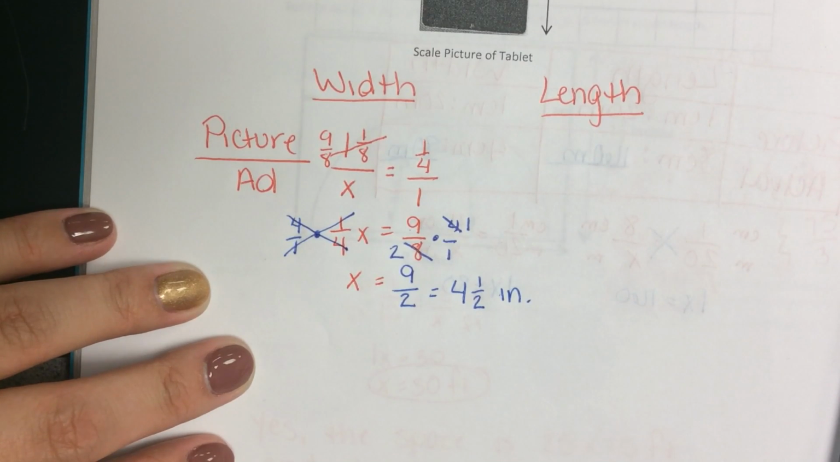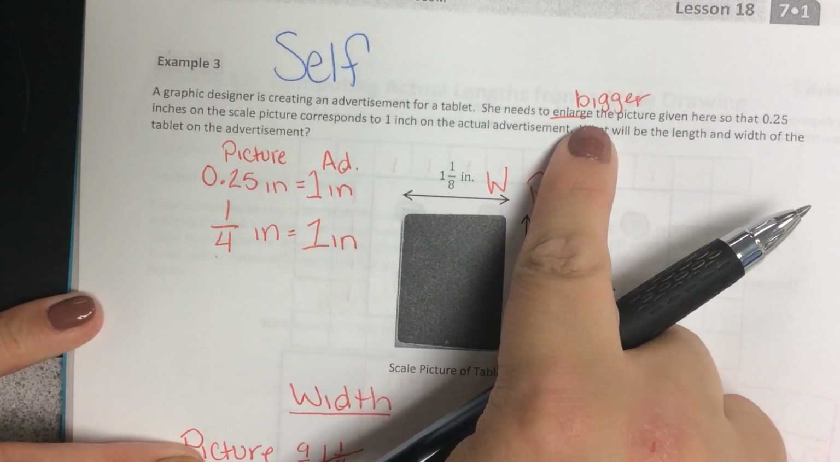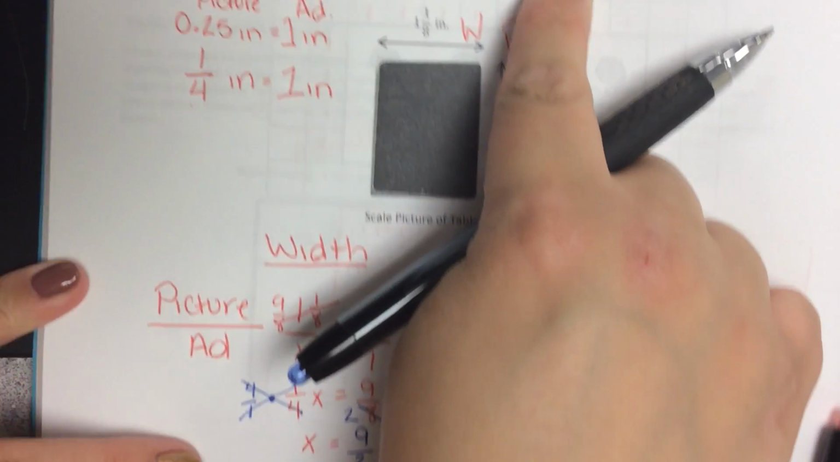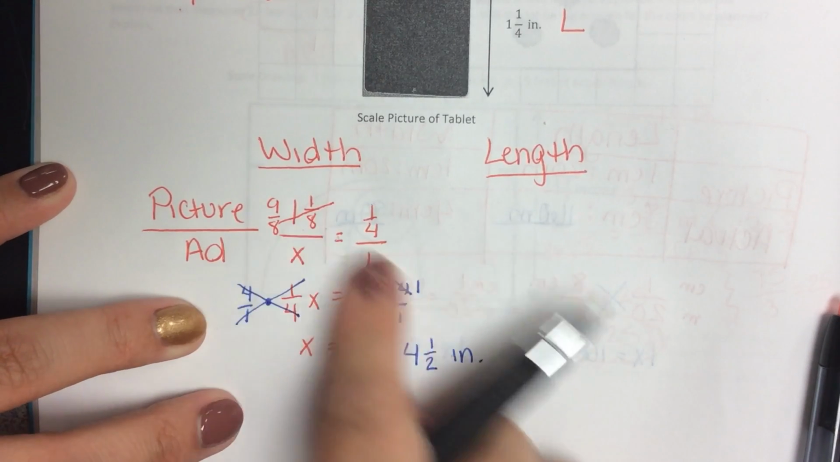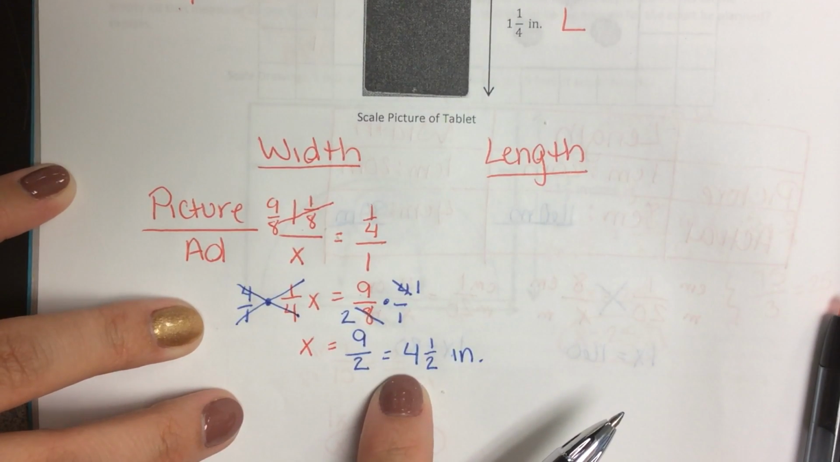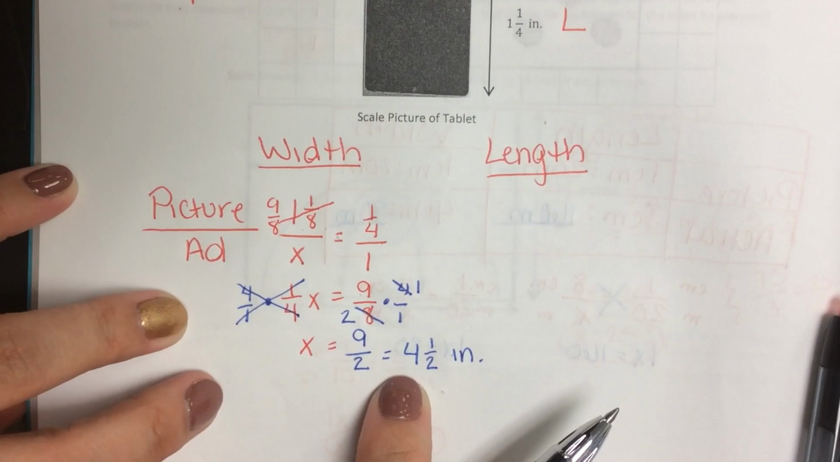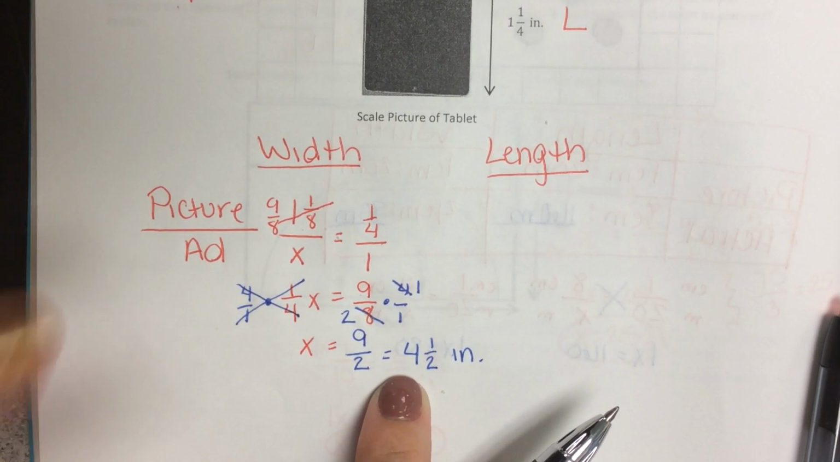And just to make sure that that makes sense, my question said that she was enlarging it. She was making it bigger. So I went from 1 1/8 to 4.5, and I got bigger. But I didn't get bigger by so much that it doesn't make sense. So that, to me in my mind, is a realistic answer.